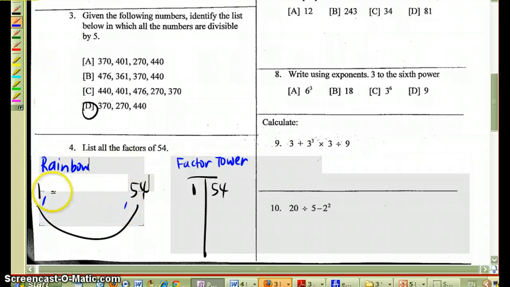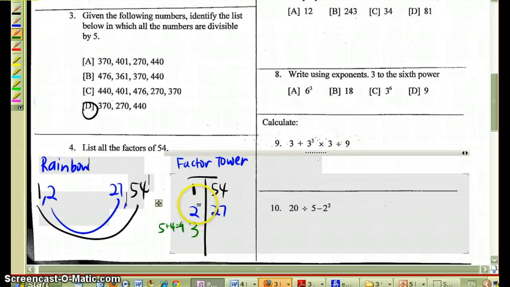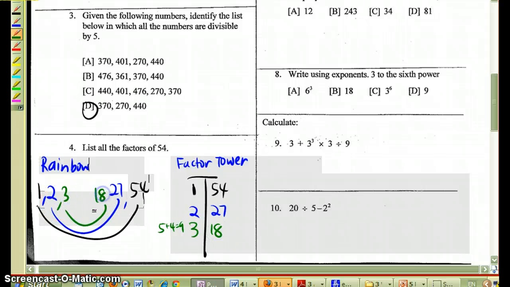Comma, I'm going to include the number 2. I know it's an even number, so 54 divided by 2 would give me 27. Okay, those 2 pair up. And then I'm going to try 3. 3 would work because 5 plus 4 equals 9, so I know it's divisible by 3. It happens to divide into 54 18 times, so 3 is going to go with the 18. This is just to make sure I don't leave numbers out. I'm going to try 4.